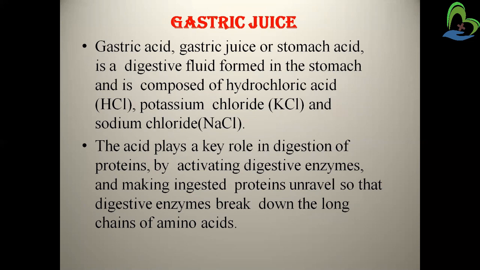As we know, the gastric juice is present within the stomach. Gastric acid, gastric juice, and stomach acid are all the same. It is a digestive fluid formed within the stomach, and it is composed of hydrochloric acid, that is HCl, potassium chloride, that is KCl, and sodium chloride, that is NaCl. The acid plays a vital role in the digestion of protein by activating the digestive enzymes, which unravel the ingested protein so that the digestive enzymes break down the long chains of amino acids.